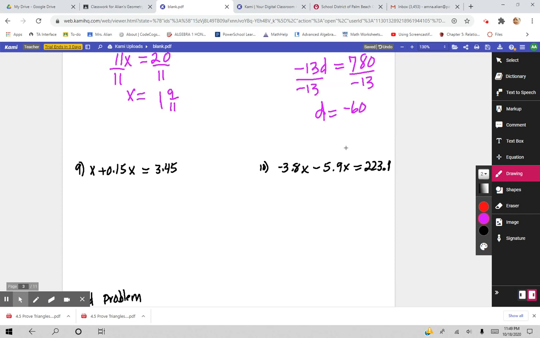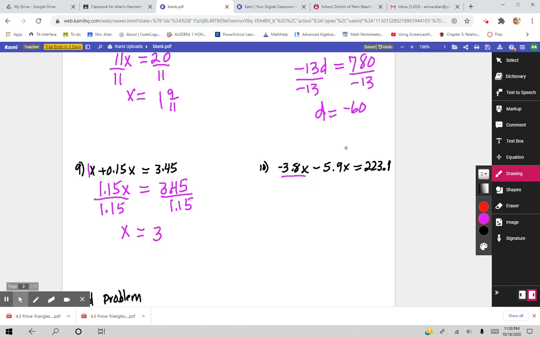So some of you might be confused because this is x. You might wonder, well, what number is that? Well, just put a 1 in front of it. It's just 1x. So now you can add 1 plus 0.015. That'll give you 1.15x. Because they are like terms, you can combine them. Divide both sides by 1.15, x equals 3.